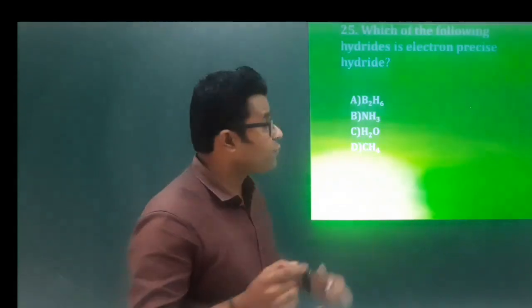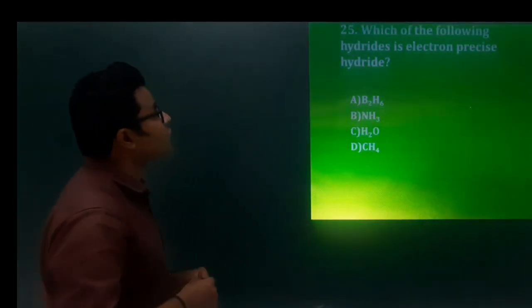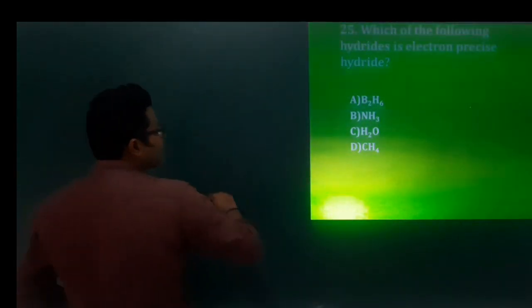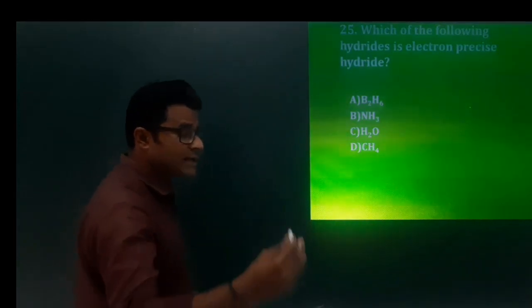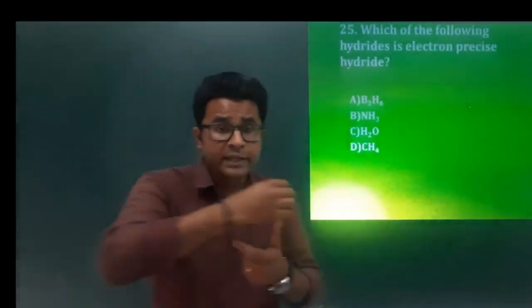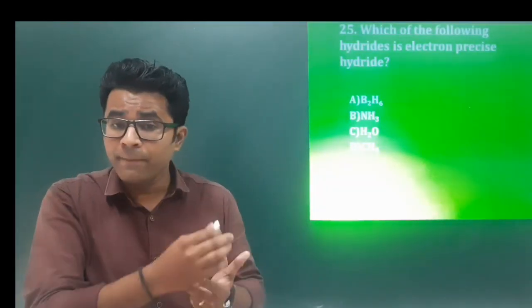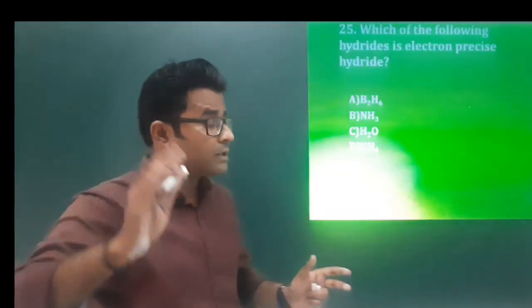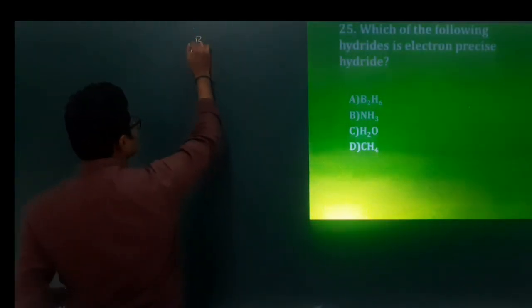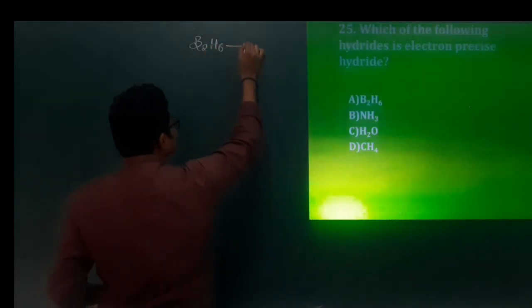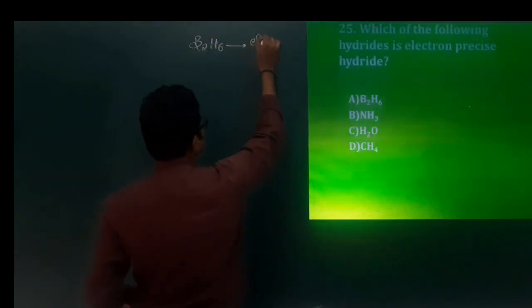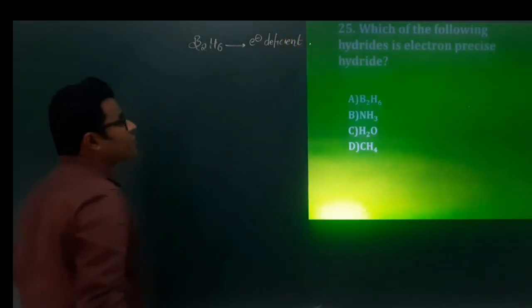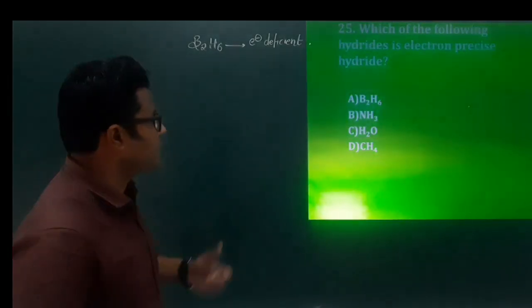The last question for this session: which of the following hydrides is an electron precise hydride? In hydrides we have different classes: electron rich, electron deficient, and electron precise, depending upon the number of electrons available for drawing the Lewis structure. The first one, B2H6, falls under the category of electron deficient hydrides.